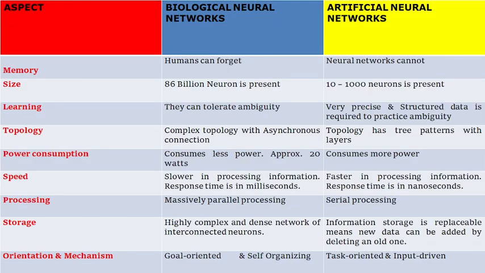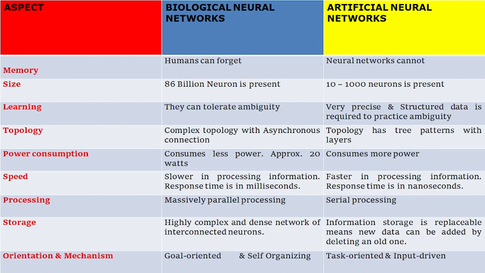Now let us discuss some of the differences between biological neural networks and artificial neural networks in terms of certain aspects. First one is memory. Humans can forget, but artificial neural networks cannot forget. This is the main difference. Regarding the size, 86 billion neurons are present in a biological neural network, whereas in an artificial neural network, we can have 10 to 1000 neurons.